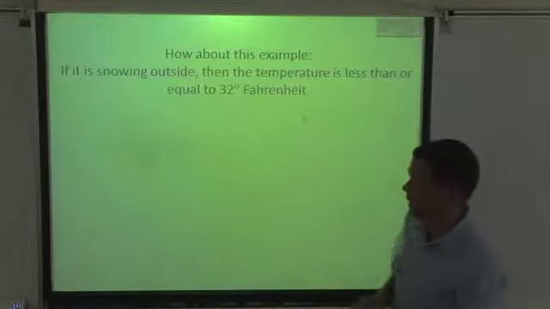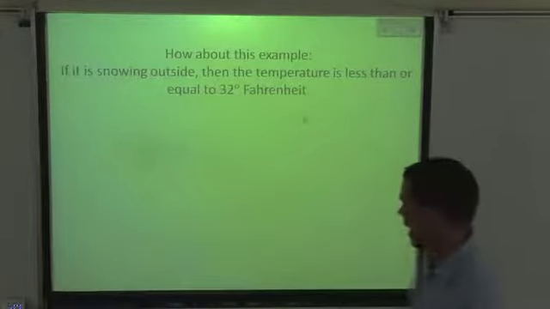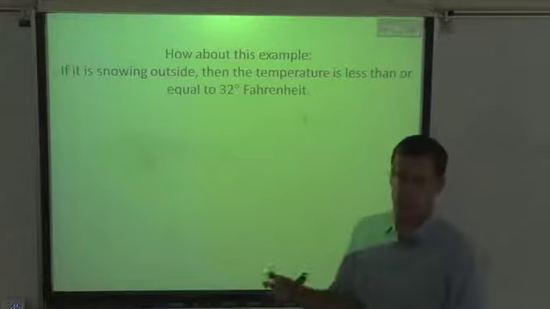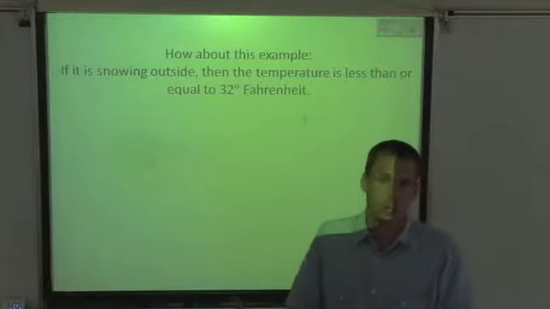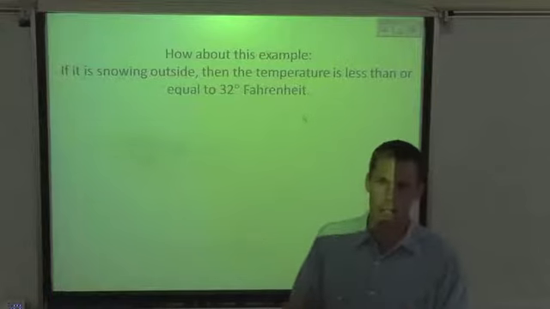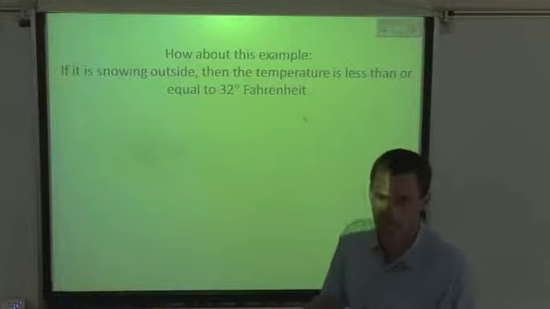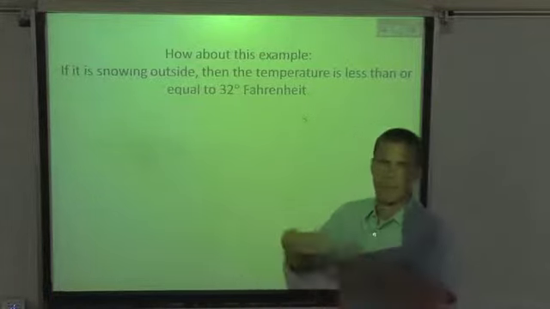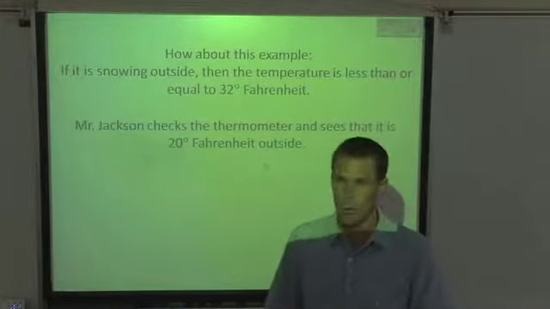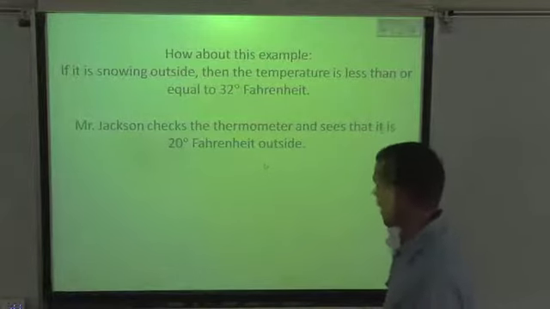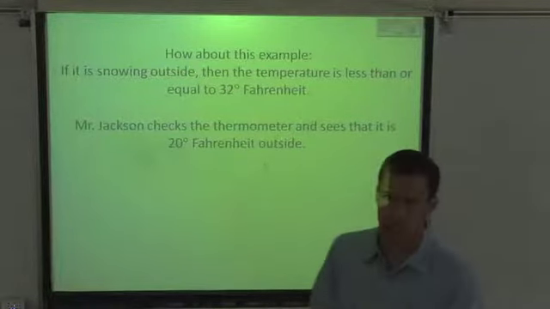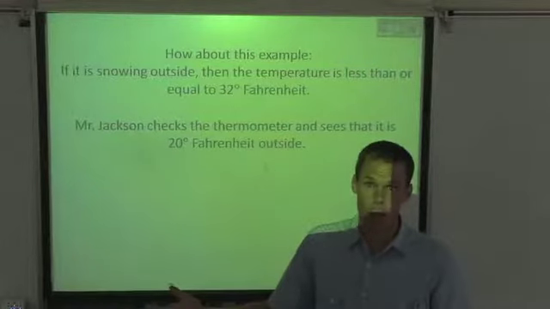For example, how about this? If it is snowing outside, then the temperature is less than or equal to 32 degrees Fahrenheit. Well, this is true. Now, let's go out and find an example here. Mr. Jackson goes out one morning and checks the thermometer and sees that it is 20 degrees Fahrenheit outside. What conclusion can he make?